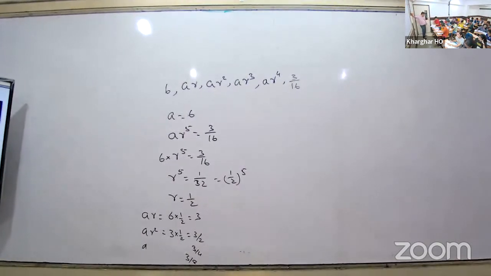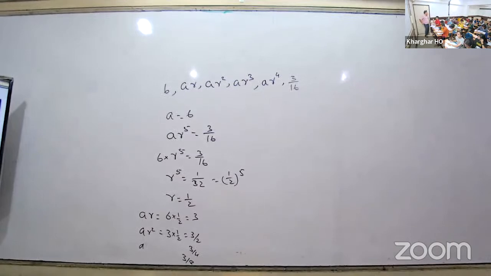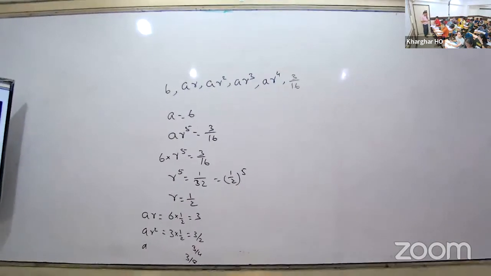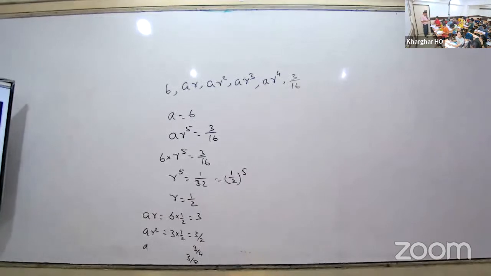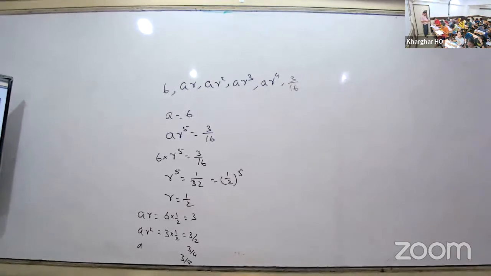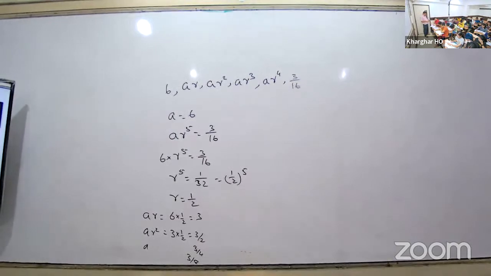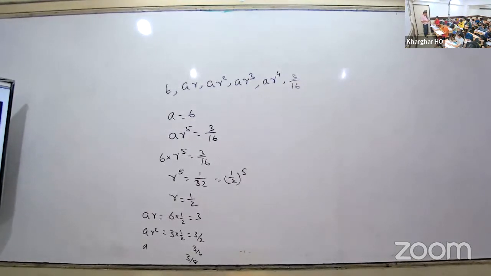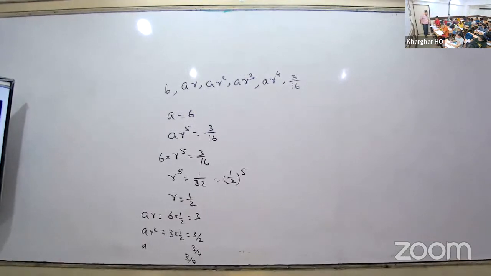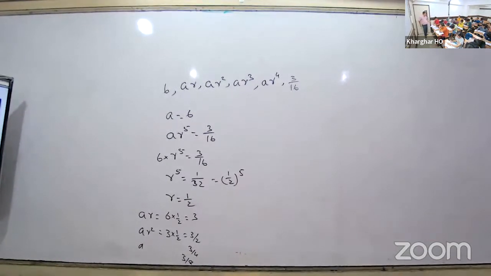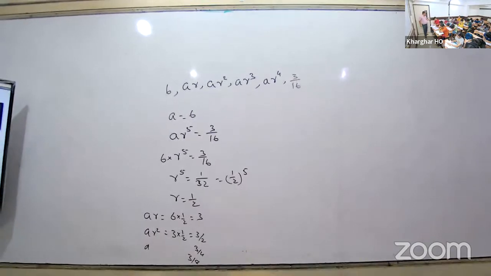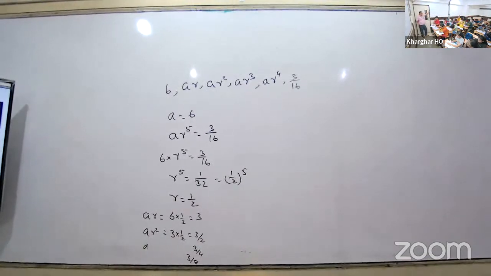Exercise 11.6. Okay, exercise 11.6. Read the first question. Find the geometric mean between 4 by 9 and 9 by 4. So how do you find it?